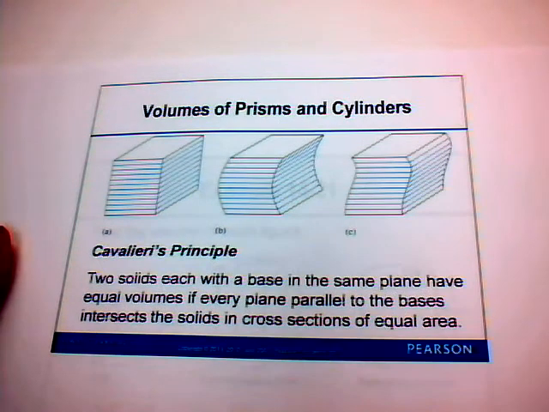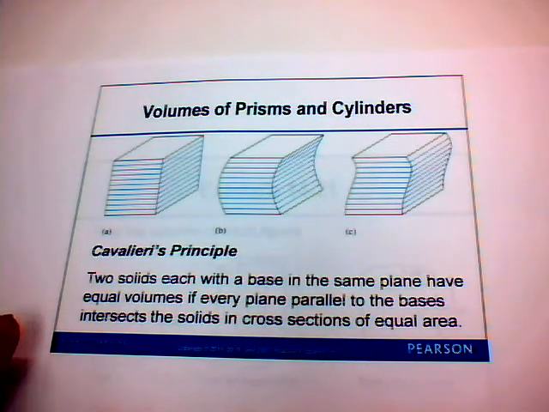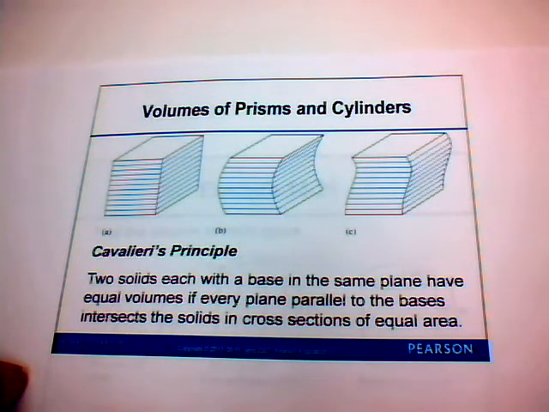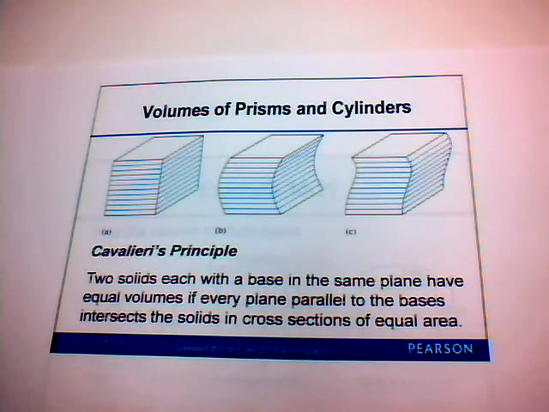Okay, we'll look at volumes of prisms and cylinders. Now here they use Cavalieri's principle, where two solids, each with a base in the same plane, have equal volumes if every plane parallel to the bases intersects the solids in cross sections of equal area.